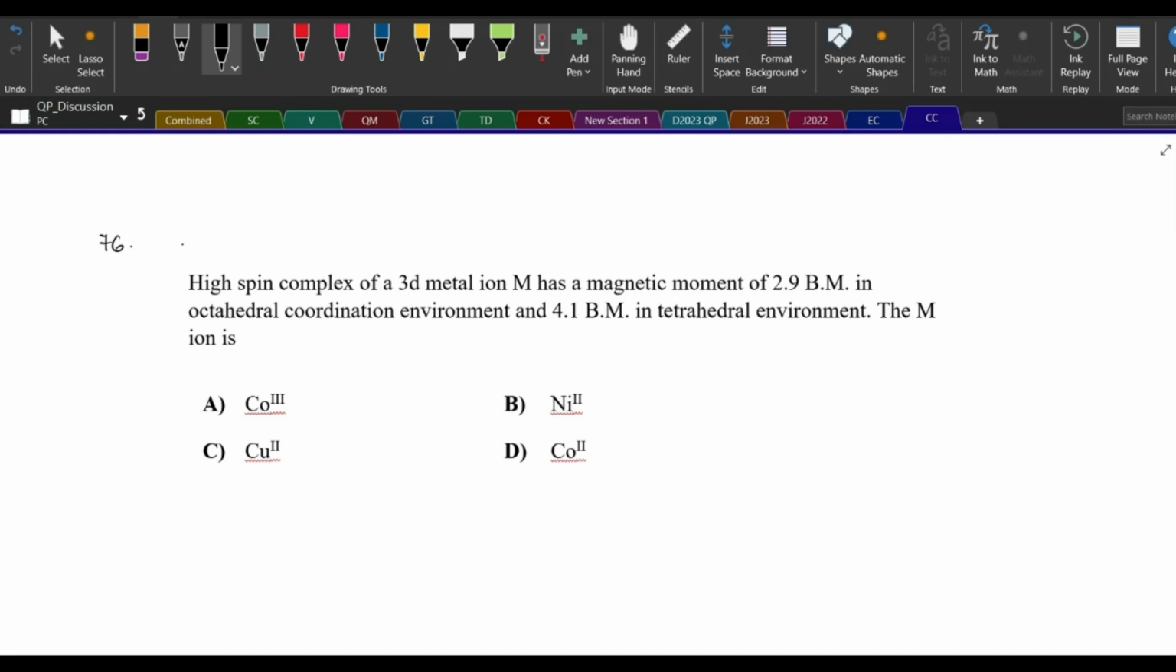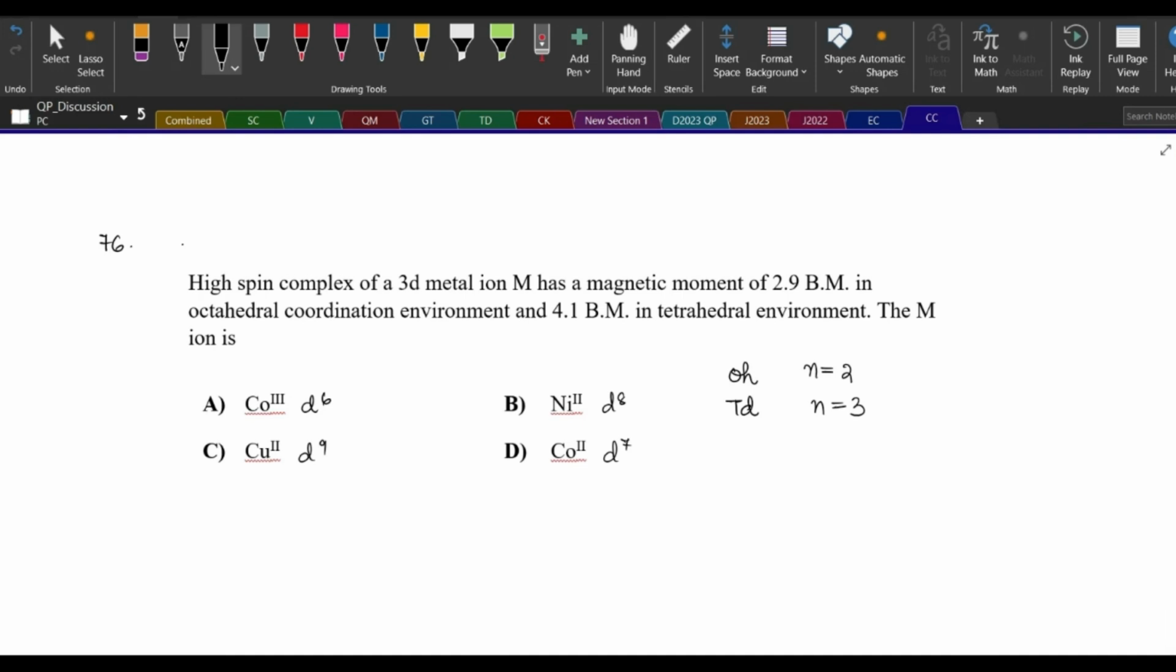So what it says is you have to consider a metal whose magnetic moment is 2.9 for octahedral environment, which means in the octahedral environment the number of unpaired electrons is 2, and 4.1 in tetrahedral. For tetrahedral 4.1, how many unpaired electrons will there be? Nearly 4, so it is 3. Which of these has 2 unpaired electrons in octahedral and 3 in tetrahedral? Which is the correct answer? Draw all of them as high spin. This is d6, nickel is d8, even d9, cobalt is d7.